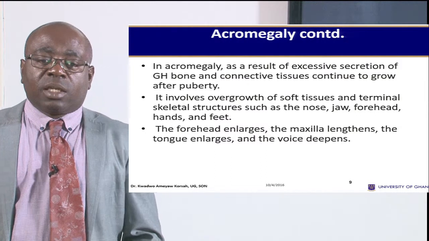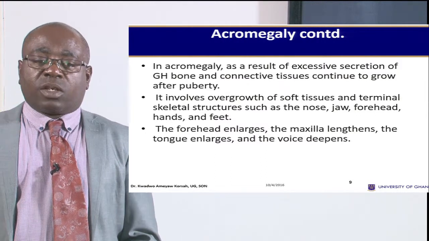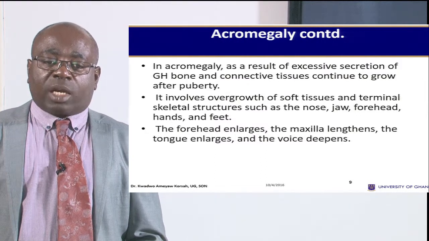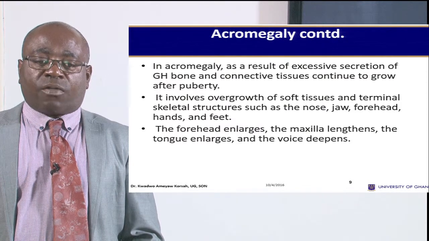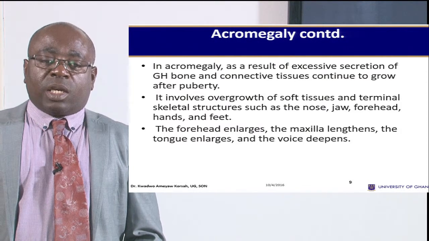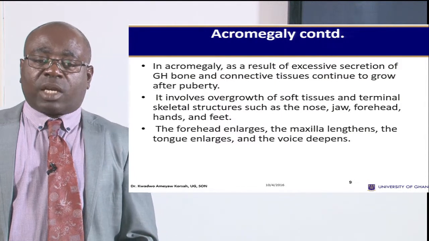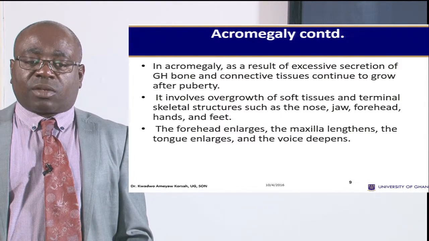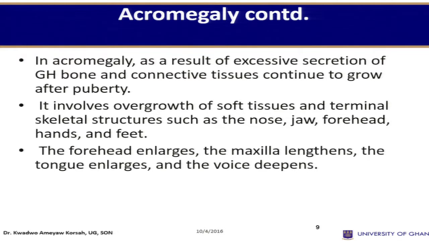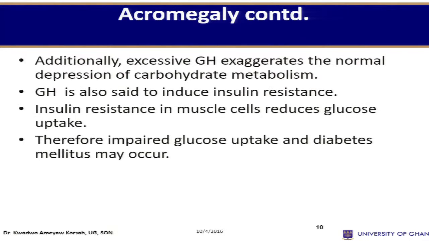In acromegaly, as a result of excessive secretion of GH, bone and then connective tissues continue to grow after puberty, and so it involves overgrowth of soft tissues and then terminal skeletal structures such as the nose, jaw, forehead, hands, and then feet. And therefore, the forehead enlarges, the maxilla lengthens, the tongue enlarges, and the voice deepens in that particular individual.